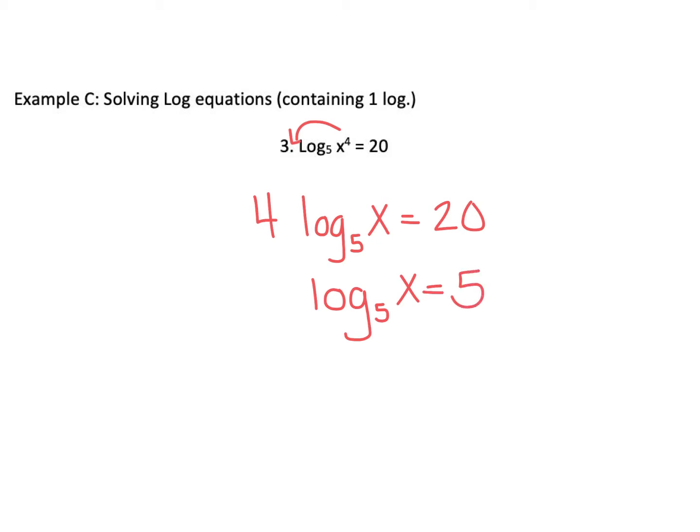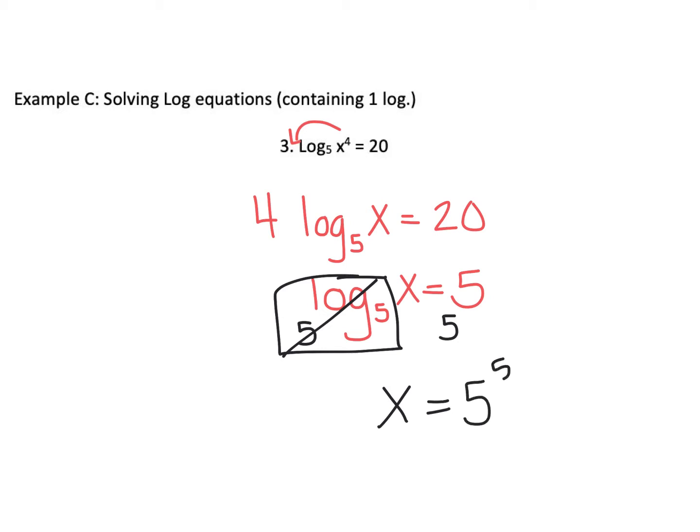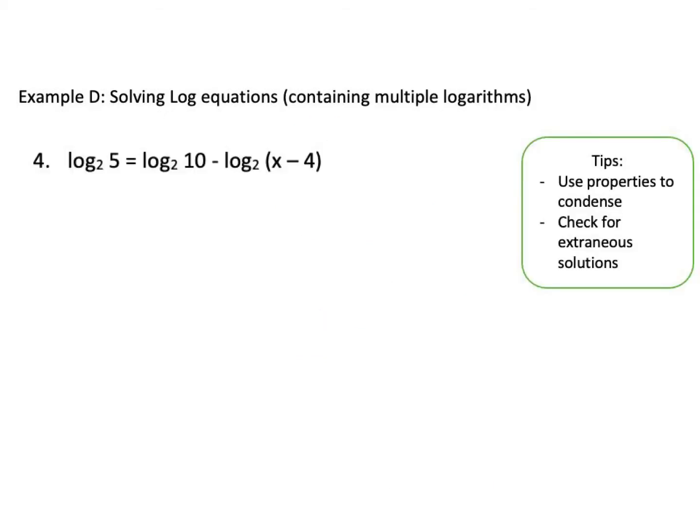And now I'm going to exponentiate. So I'm going to use the same base on either side. So 5 raised to the log of base 5 will undo each other, and give me just x. They're inverses. So I have x equals 5 to the 5th power. So x is 3,125.